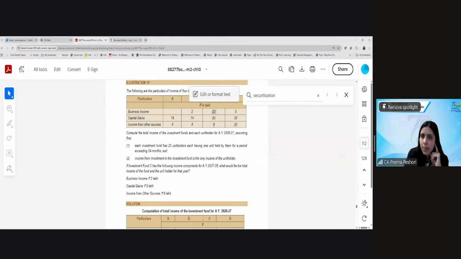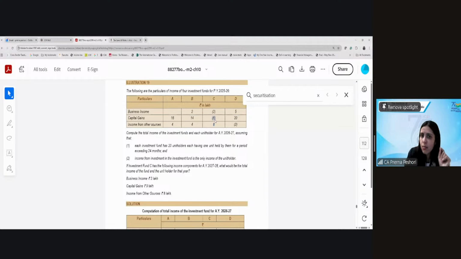So here first, 2 lakh will be adjusted against 8 lakh. This is the current year loss, so you will adjust it against the other head of income. So this 2 lakh will be set off against 8 lakh, and the remaining 6 lakh will be taxable in the hands of the investor. Clear? So it is not that you will not set it off against other sources; you will set it off. This 6 lakh divided by 20 unit holders comes to 30,000. This will be taxable in the hands of the unit holder. Clear?